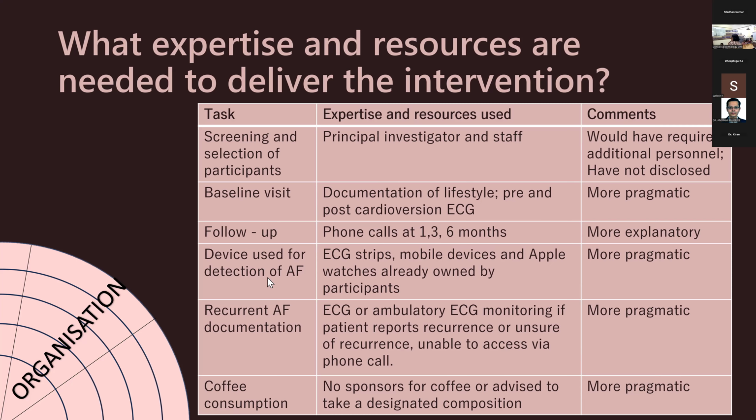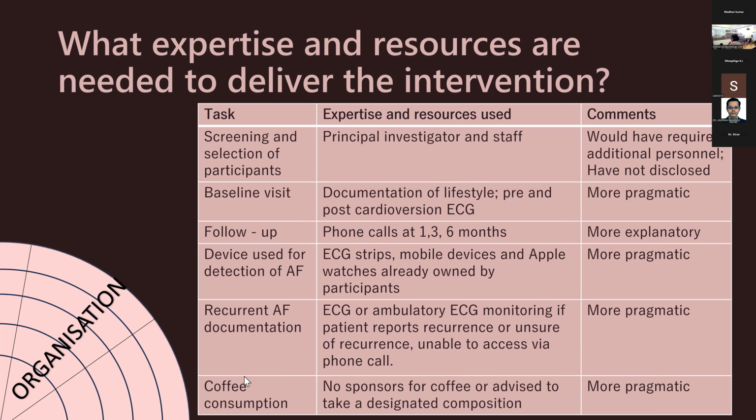And device used for detection of AF. They have detected it from ECG strips, mobile devices, and Apple Watches, which were already owned by the participants. So they have not mandated that everybody in the study should own a specific device. And this is looking more towards pragmatic. And the recurrent AF documentation: ECG or ambulatory ECG monitoring if the patient reports recurrence or is unsure of recurrence. So this is also more pragmatic.